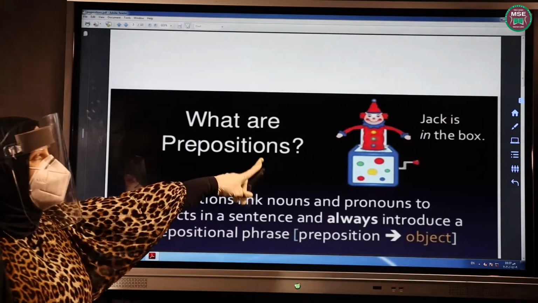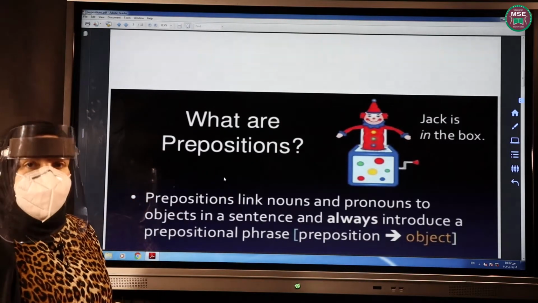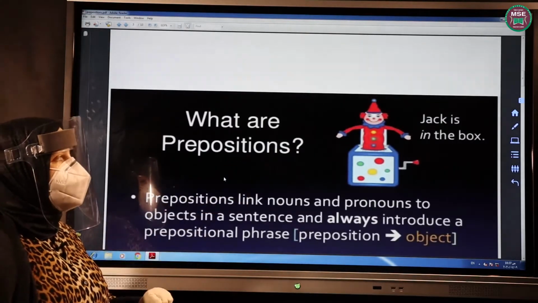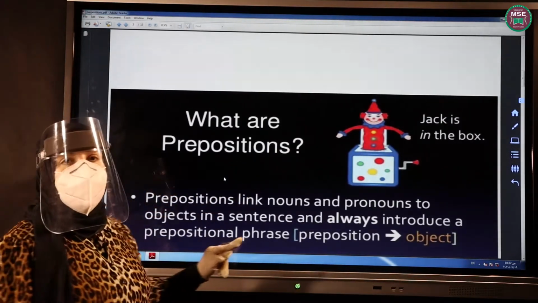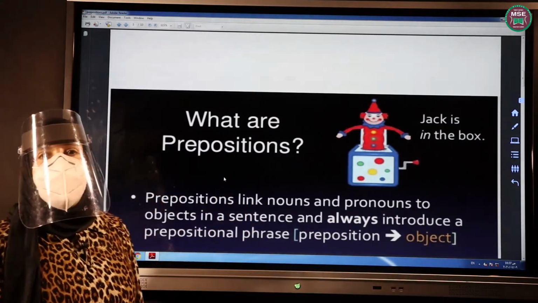So here, can you see this box? Jack is in the box. So where is Jack? He is in the box. So in here is the preposition. What did it show me? It showed me the place of Jack. So here, in is the preposition of place.